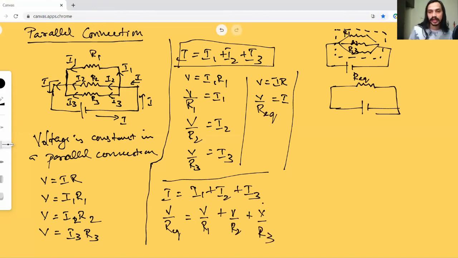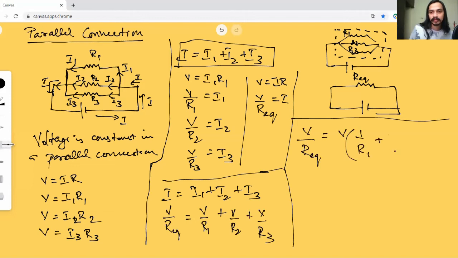So this way you have another equation over here. If I simplify this, I can put it like this. V by R equivalent equals, let me take V, if you see, V is common for all of these, V into 1 by R1 plus 1 by R2 plus 1 by R3. So I can cancel V and V over here. So I'll say 1 by R equivalent equals 1 by R1 plus 1 by R2 plus 1 by R3, and so on.